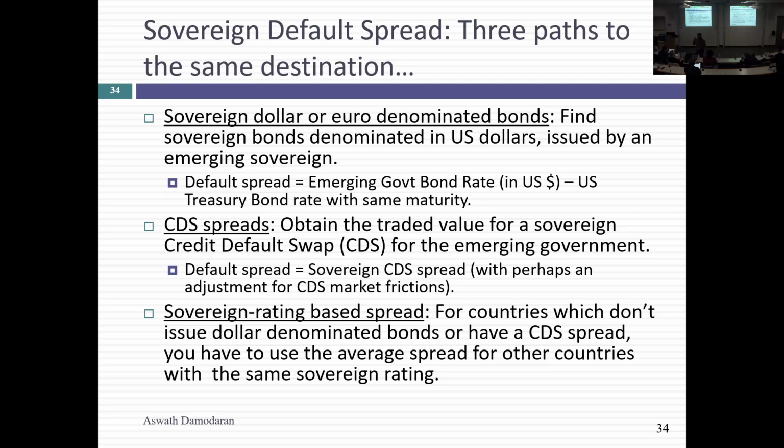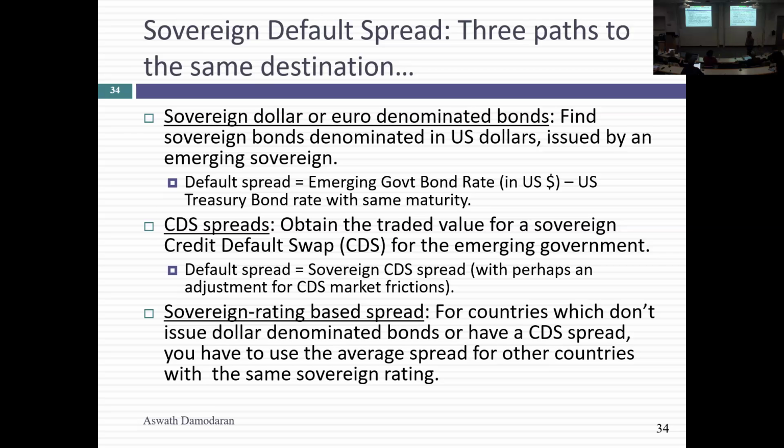The nice thing about the sovereign CDS market is it's a market estimate of the default spread in your country. What's nice about a market estimate? You get constant updates, right? And there are 80 countries with sovereign CDS spreads. You've gone from 15 to 80. That's a move in the right direction. Now I have default spreads for 80 countries.